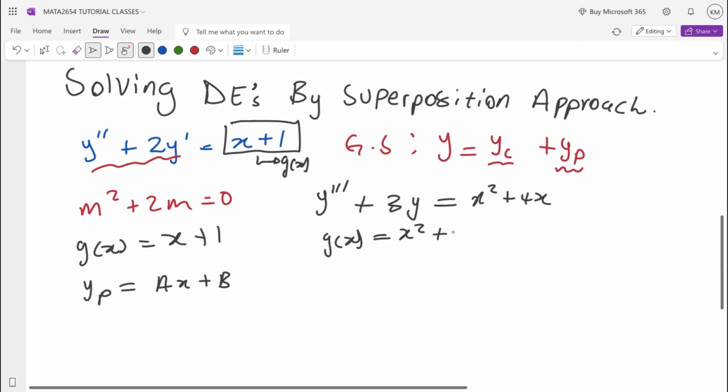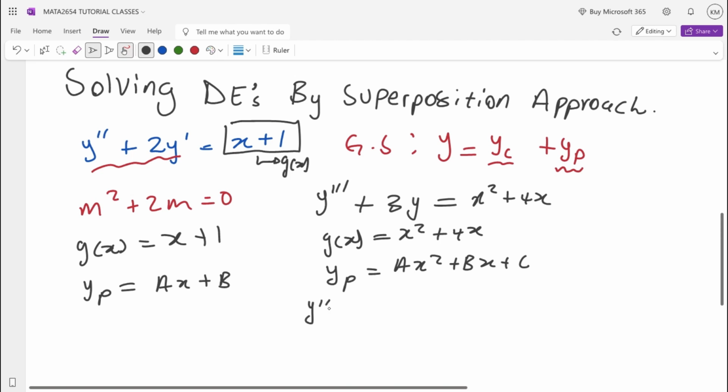We see that g(x) is x^2 + 4x. Okay, so it is of the form of a quadratic function. So we see that our particular solution has to be of the form Ax^2 + Bx + C. Okay, so that is the whole idea when you are using the superposition approach. This is how you determine the form of your particular solution.